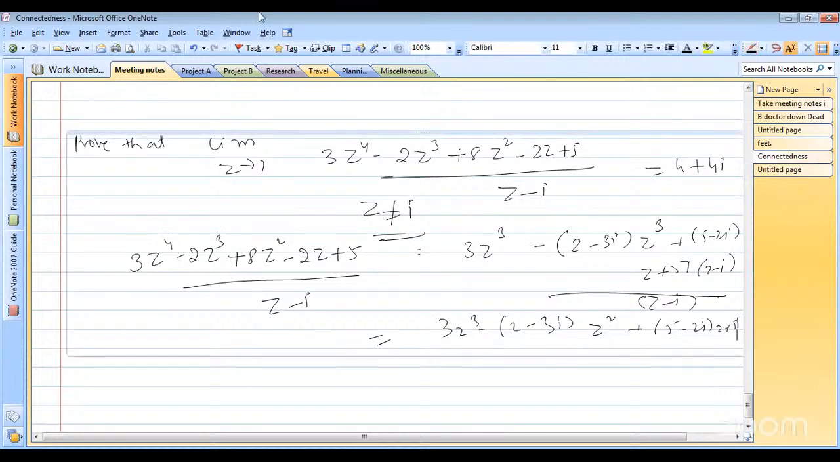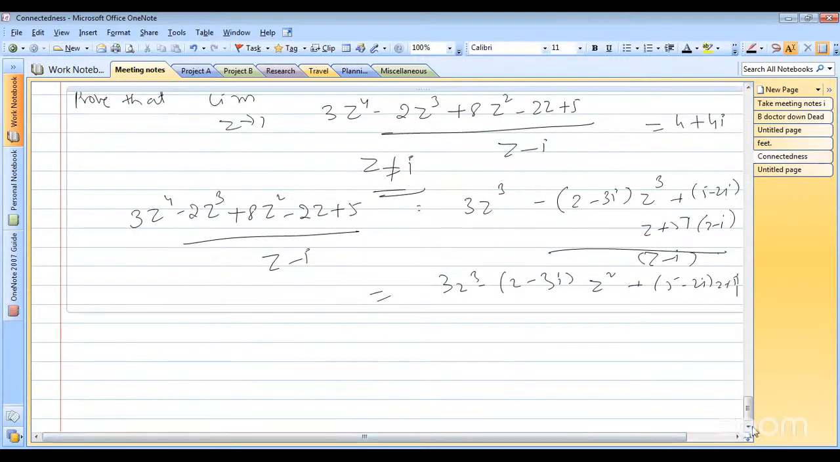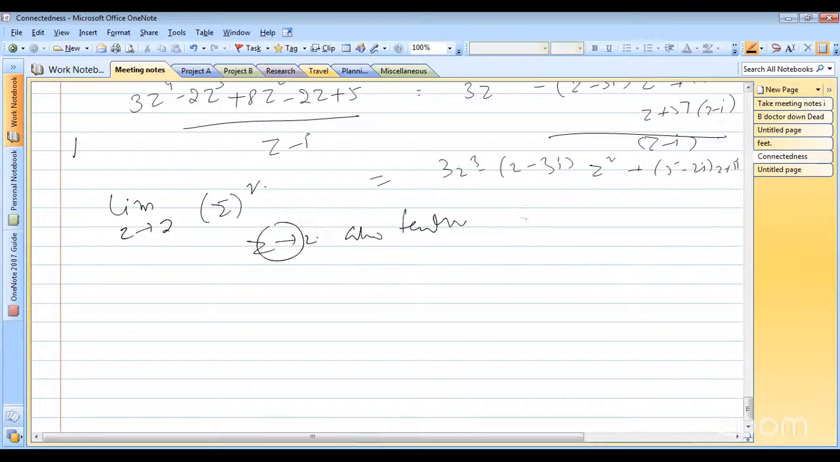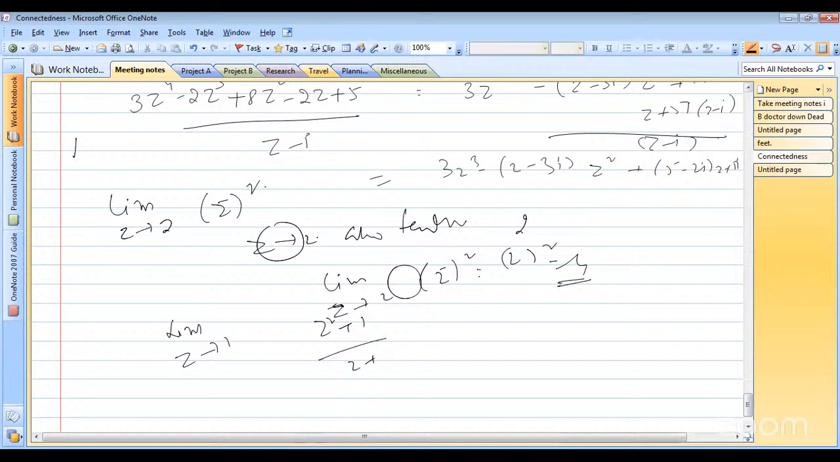One other problem we have to take: we find the following limits. The limit as z tends to 2 of modulus of z. As z tends to 2, z bar whole square is equal to 4. That's a simple one. And the limit as z tends to 1 of z square plus 1 by z plus 1 we are taking here.